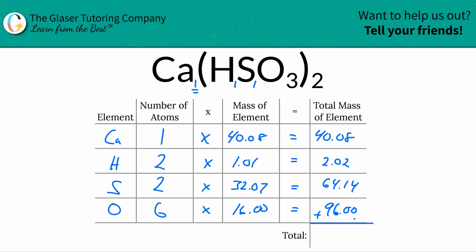And then to find the total mass of the entire compound, all we're going to do is add this column up. So when we add that column together, we get a total mass of roughly 202.24. And since we're calculating molecular mass, the units here are in AMUs, aka atomic mass units.